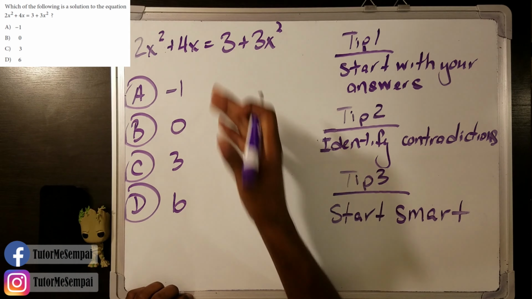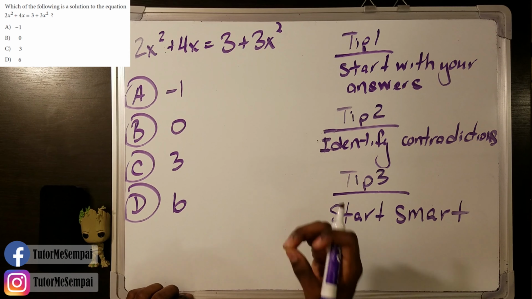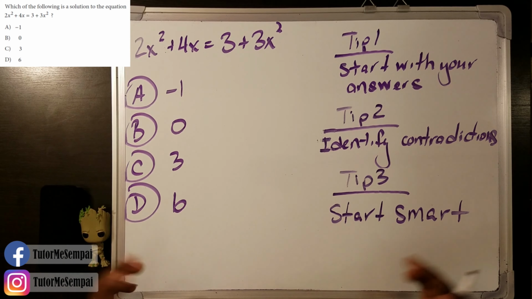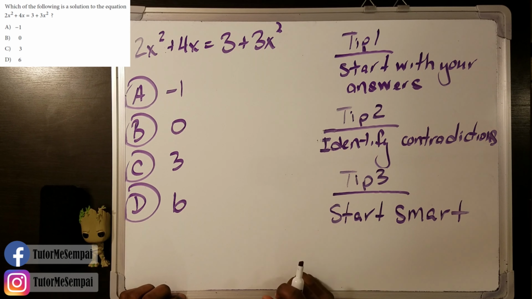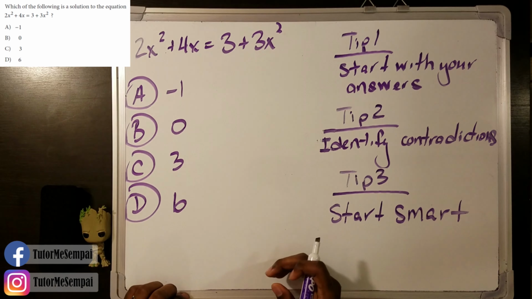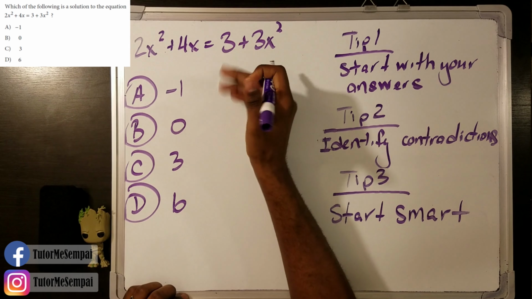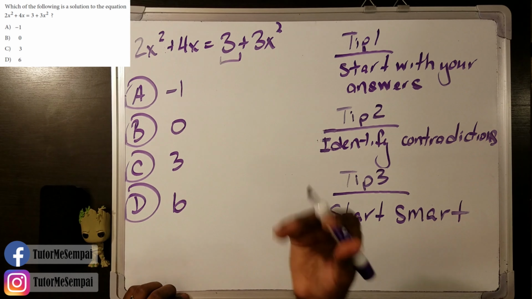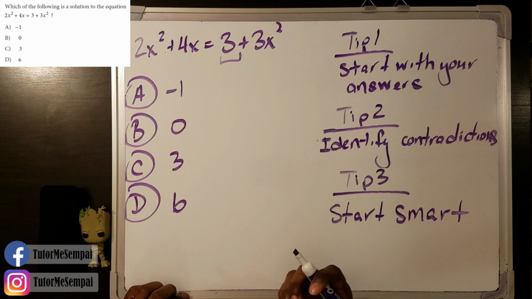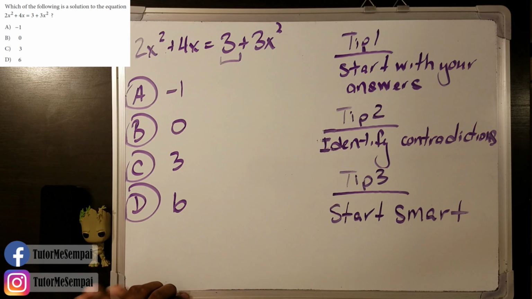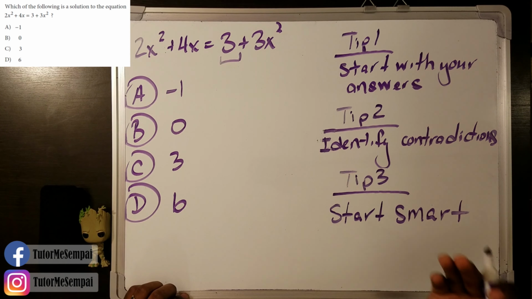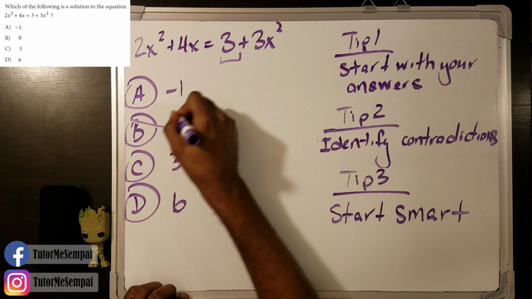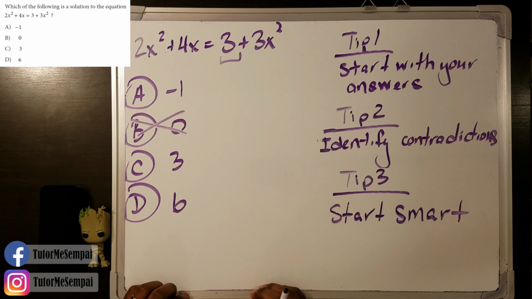So our last question gives us this equation here, and it's asking which of the following is the solution to the equation. So our tip 1 tells us to start with our answers, and tip 2 tells us to identify any contradictions. Well, the first contradiction that jumps out to me is this 0 here. When I look at what they give me in the question, there's no X for this 3, but everything else has an X. So if I was to plug in 0, this entire left side would go away, but there will be a 3 left on this side, and 0 doesn't equal 3. That's a contradiction. Therefore, we know that 0 is not going to be the answer.